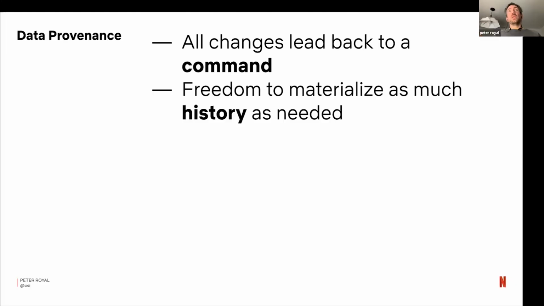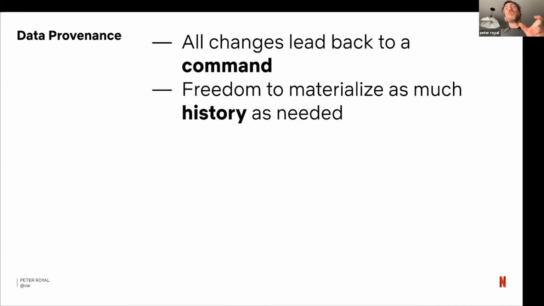One of the nice properties we get is we can now track data provenance easily. All changes in the system lead back to a command. We may not necessarily want to keep commands forever. We will probably only want to keep events forever, but we can still copy as much information from the command to the event as metadata to keep track of what was going on.